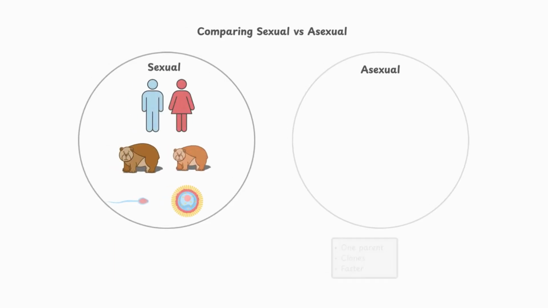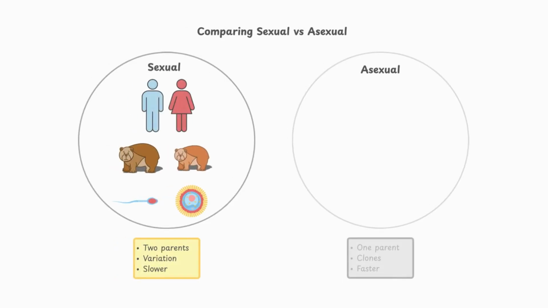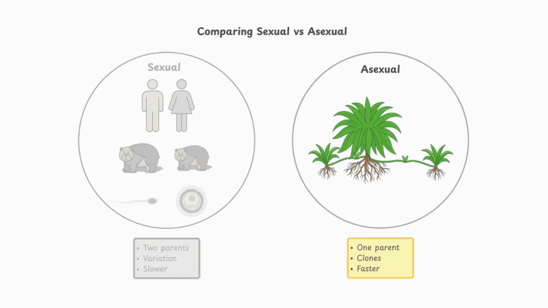Sexual reproduction involves two parents and produces variation, while asexual reproduction involves one parent and produces identical offspring.